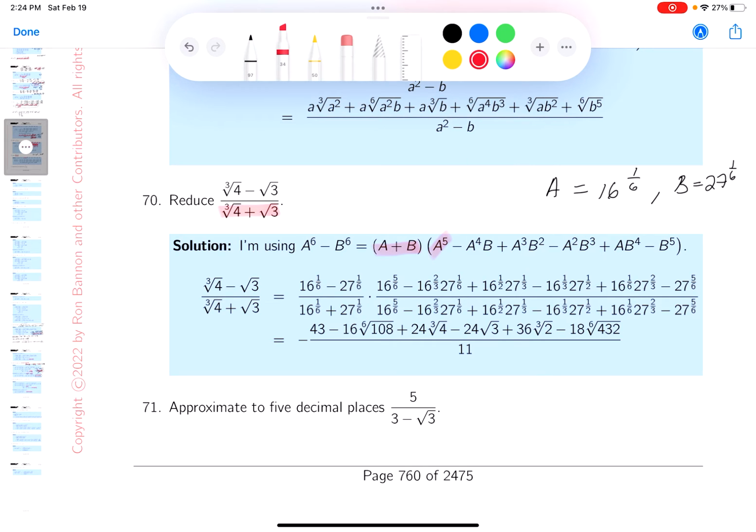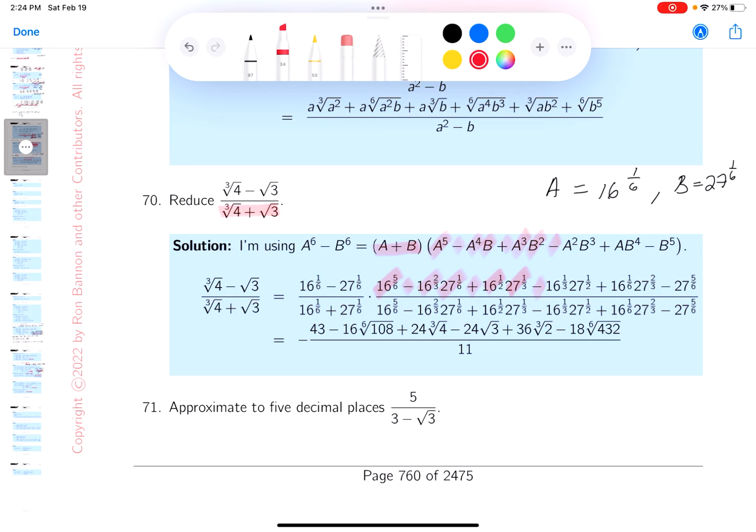A to the 5. Well, that would be 16 to the 5/6. Then I get a minus sign. A to the 4. What's A to the 4? It would be 16 to the 4/6. I hope you realize that 4/6 would be 2/3. And then we would get the B. What's the B? 27 to the 1/6. Let's keep moving along. Plus, it's going to be A cubed. What's that going to be? 16 to the 3/6 or 16 to the half. B squared. That's going to be 27 to the 2/6 or 27 to the 1/3.